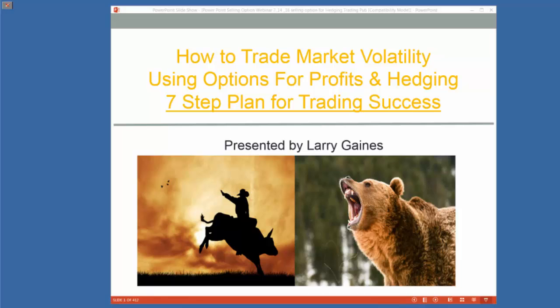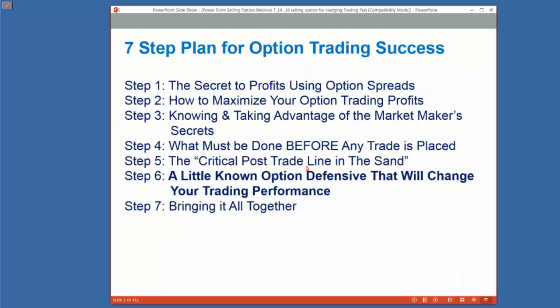Okay, so what we're going to talk about here today is how to trade market volatility using options for both profits and hedging, a 7-step plan for trading success. First off, we're going to look at the secret to profits using option spreads. Then step 2 is how to maximize your option trading profits. 3, knowing and taking advantage of the market maker's secret. 4, what must be done before any trade is placed. 5, critical, what I call post-trade line in the sand. 6, a little known option defense strategy that will change your trading performance. And then how do you bring all of this together?